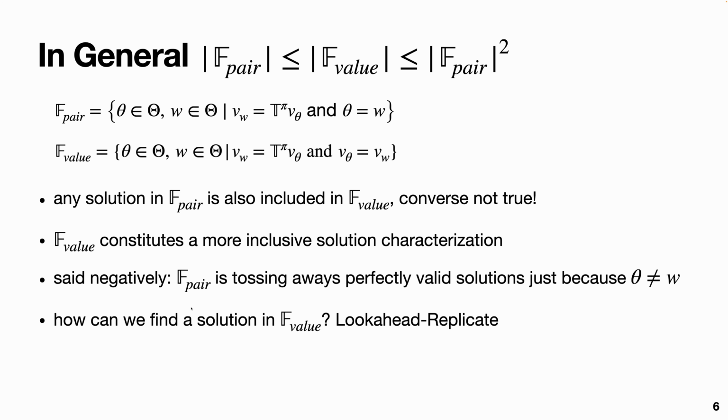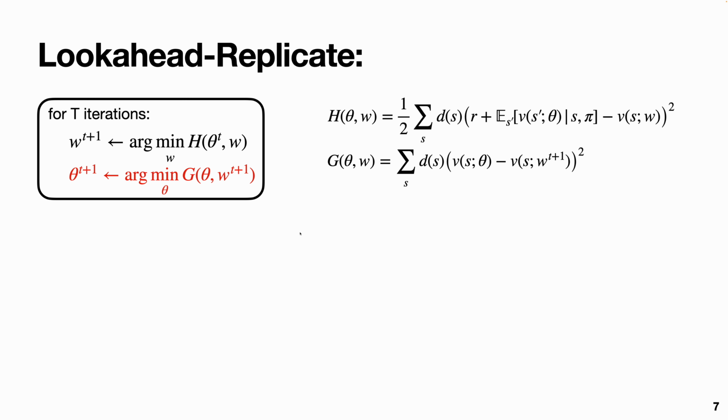Now the question is, given that we have defined this more general set F value, how can we actually learn a tuple, a pair of weight vectors theta and w, that belongs to this F value set? And the answer is the look-ahead replicate algorithm that I presented in the second slide, and we are going to go back to. So look-ahead replicate is the algorithm that we present in this paper.